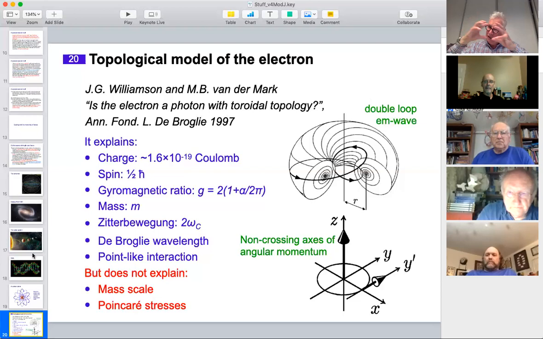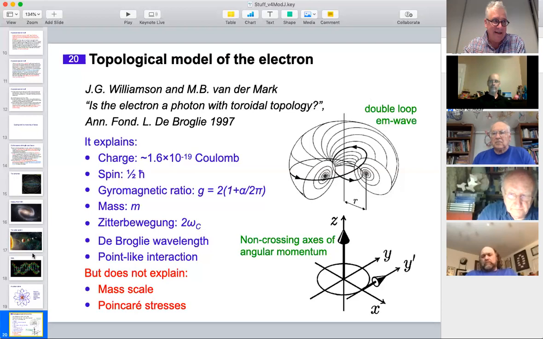be, that its actual size is about 10 to the minus 13 meters, and not 10 to the minus 15, which is the classical radius of the electron, or 10 to the minus 18, which you measure in high-energy physics scattering experiments, but it explains why you measure that ridiculously and unphysically small size. It can't be that small.